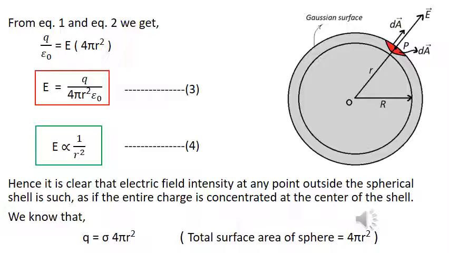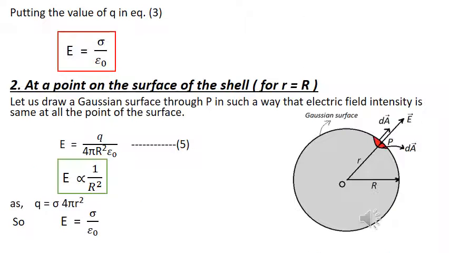Now we can use the continuous surface charge distribution on the Gaussian surface, and we can write the expression of charge in terms of surface charge density, which is Q is equal to sigma into 4 pi r square. By putting the value of Q in equation number 3, we get a relation between electric field intensity and surface charge density, which is E is equal to sigma by epsilon naught.